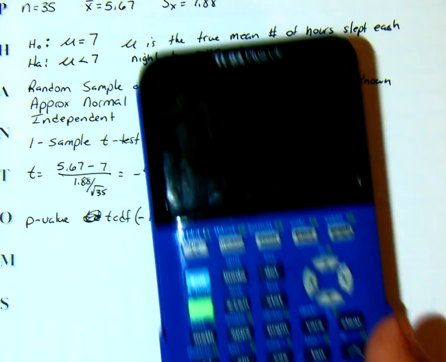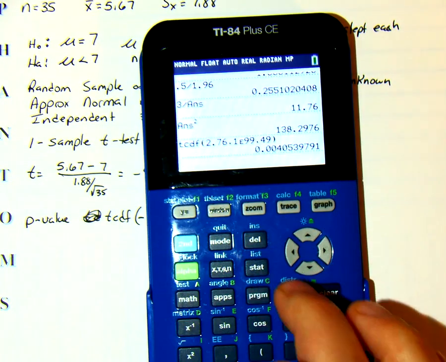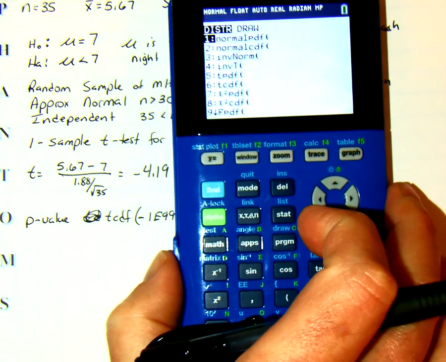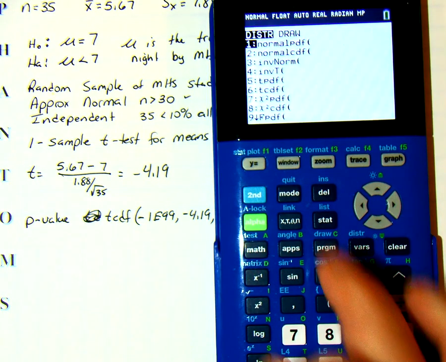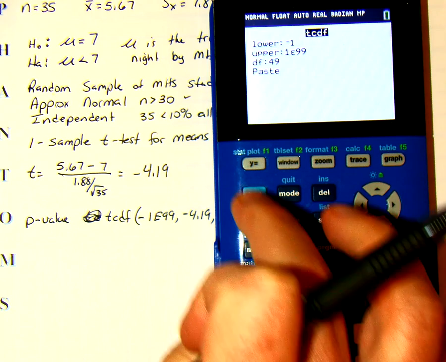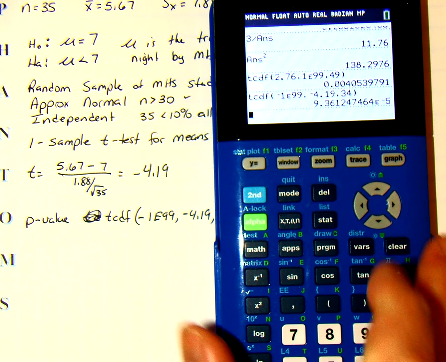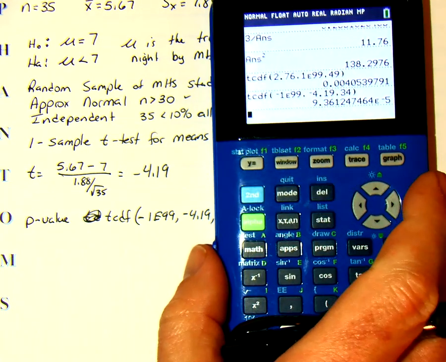We could botch ourselves way through the table, but that's no fun because it's not very accurate. So we're going to go 2nd, distribution again. This is where we're going to find our tcdf, which is option number 6. Negative 1e99 is going to give me my left boundary. Negative 4.19 is my right boundary. And we had 34 degrees of freedom. So that means we get a p-value of tiny.